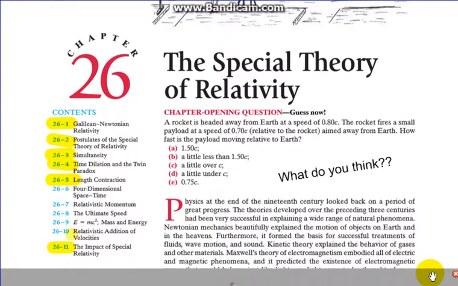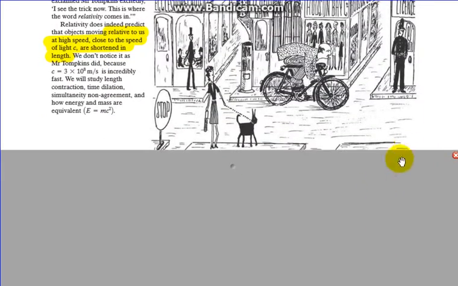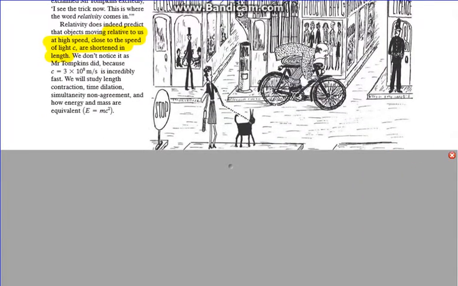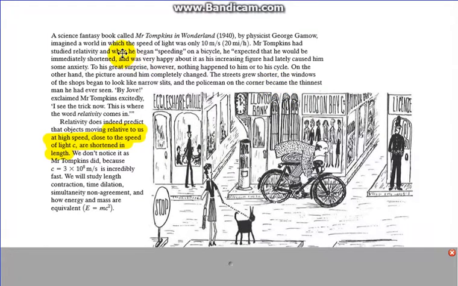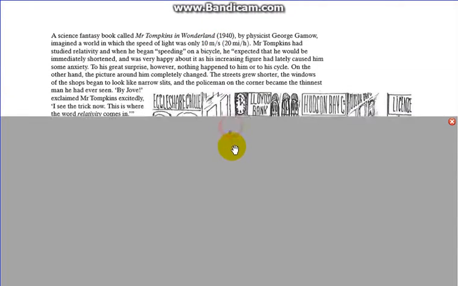and then we'll bring it home with 26.11 the impact of special relativity. So if we look over here, this little cartoon up here, a science fantasy book called Mr. Tompkins in Wonderland by physicist George Gamow. Imagine a world in which the speed of light was shortened down. So instead of being 3.00 times 10 to the 8 meters per second, it's shortened down to 10 meters per second, so we could see its effects in everyday life.